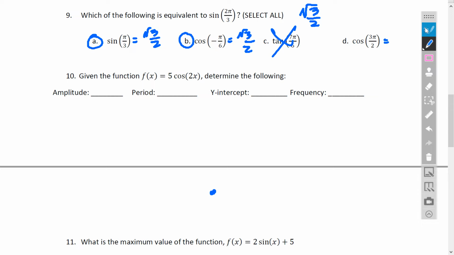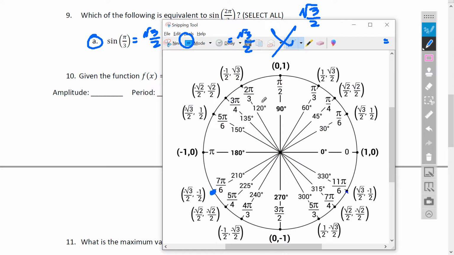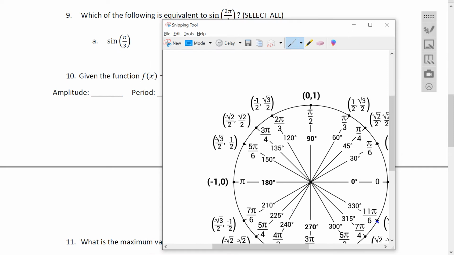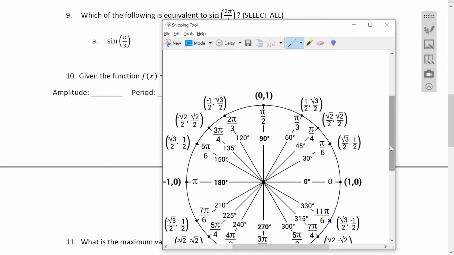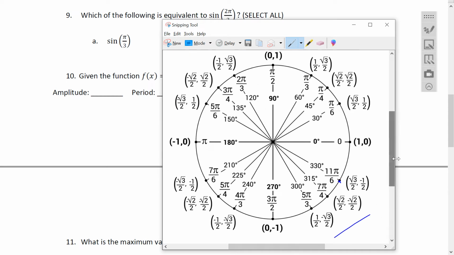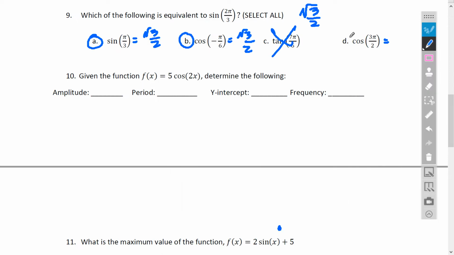Cosine of 3 pi over 2. Okay, so 3 pi over 2 is right here. Cosine of 3 pi over 2 is the x-coordinate. It's 0, which is not what we're looking for here. So that one does not work. So it's just A and B.